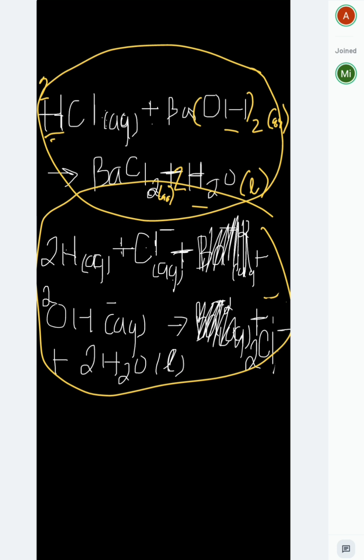How come your chlorine is? Oh, you forgot your chlorine here. Cl. You have 2 chlorine here, supposedly. So you have 2 HCl from the original equation. So only the barium and chlorine cancel out. So you'll be left with hydrogen, OH, and water.